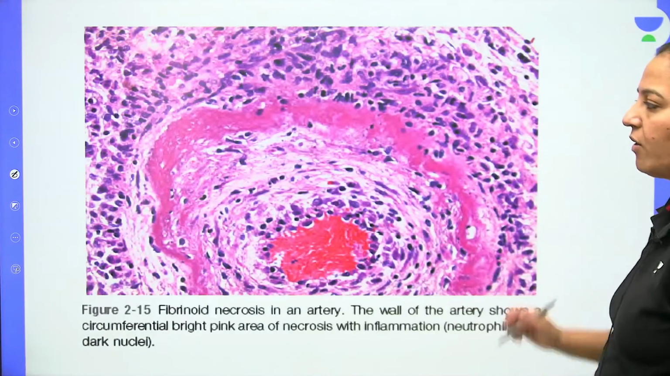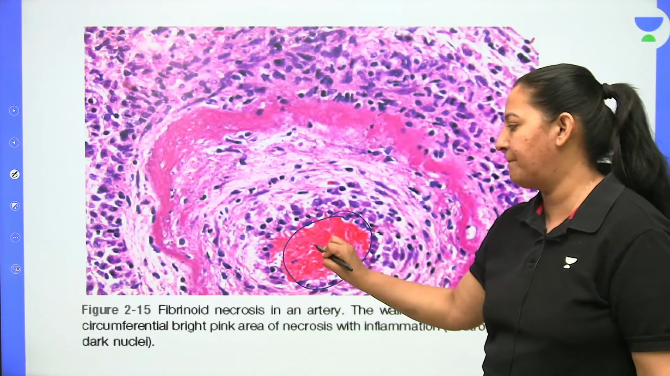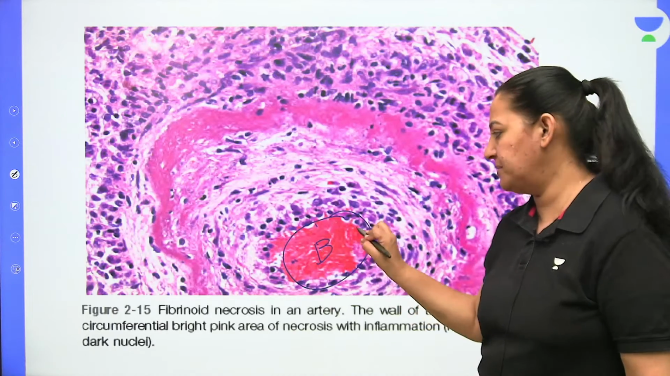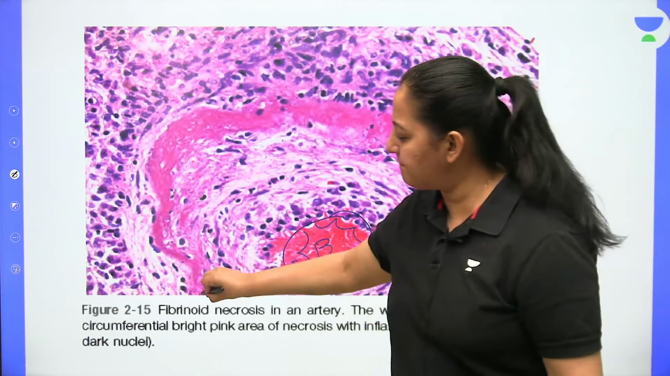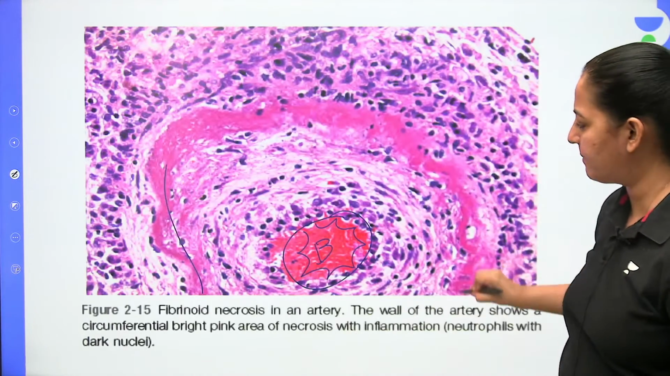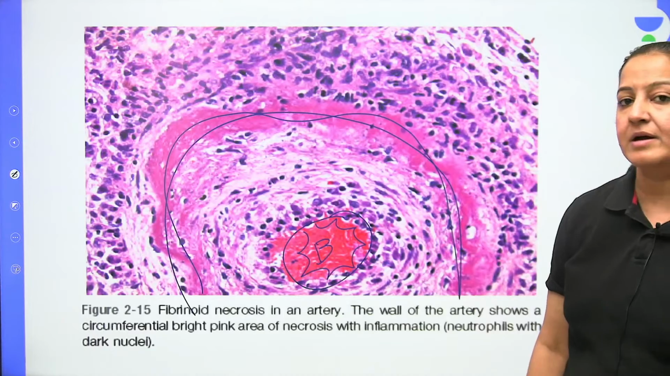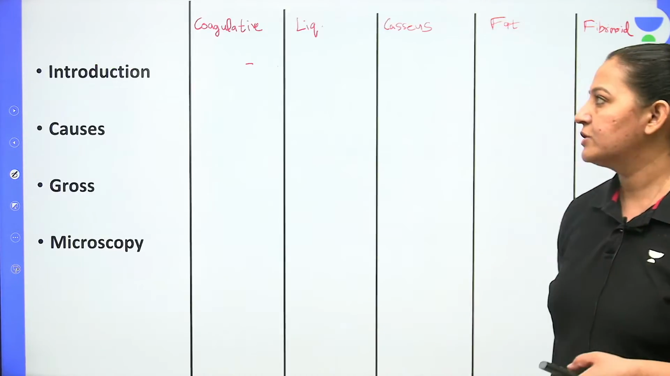Can you see? This is the wall of a blood vessel. This is the lumen containing blood. Now this is the intima. Intima is normal, there is no problem in the intima. See the media. In the media, can you see a pink color ribbon? Ribbon-like material is deposited in the media. Can you appreciate this pink color ribbon here? This pink color ribbon is fibrinoid necrosis which occurs in the media. That's it. So I am done.